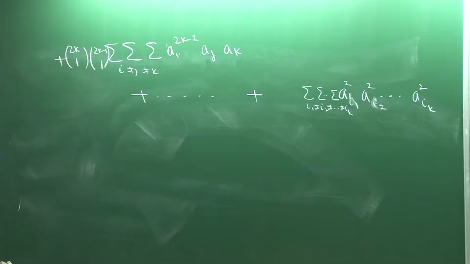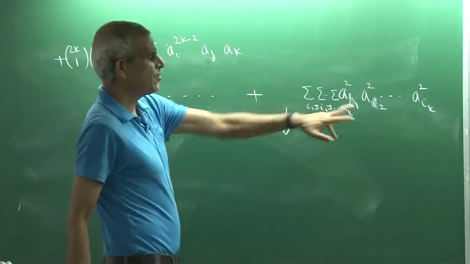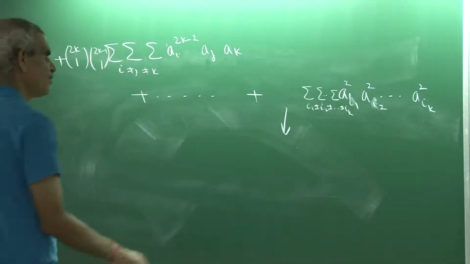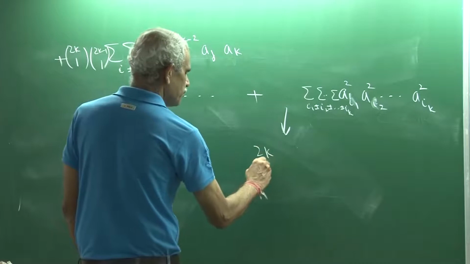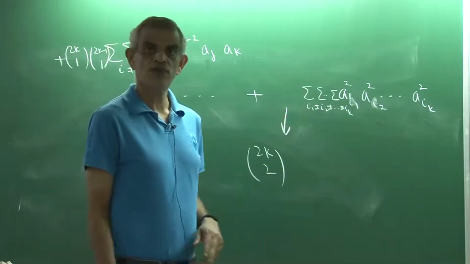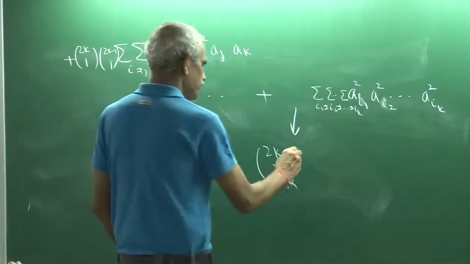So what will be the coefficient over here? First I choose the two positions from which ai1 is coming. So I have to choose 2k choose 2. Once I have done that, for ai2 I have to choose two positions. It can come from the remaining 2k minus 2.